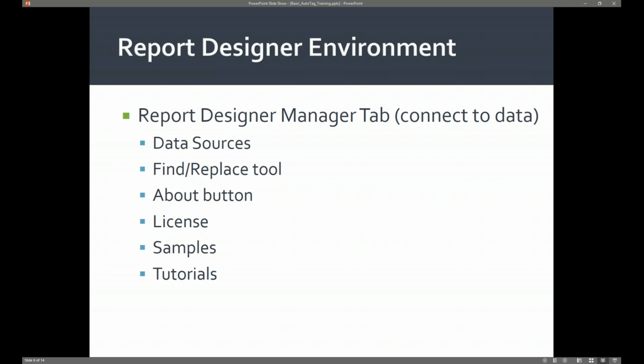Well, we're first going to look at what's in the AutoTag Manager tab. You're not going to access this tab that often. It just kind of gets your environment set up. We'll discuss the data source button, which is what you'll use to connect to your data source. We'll go over the find and replace tool. We'll discuss the about button. We'll look at the license button. So if you're using a temporary key and want to update it to your permanent key, I'll show you where to do this. And I'll also let you know where to get samples and other tutorials after this webinar.